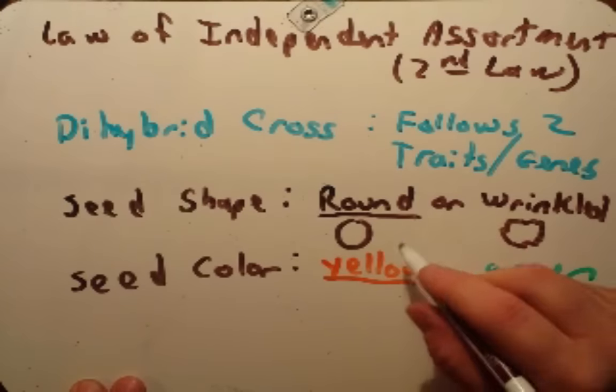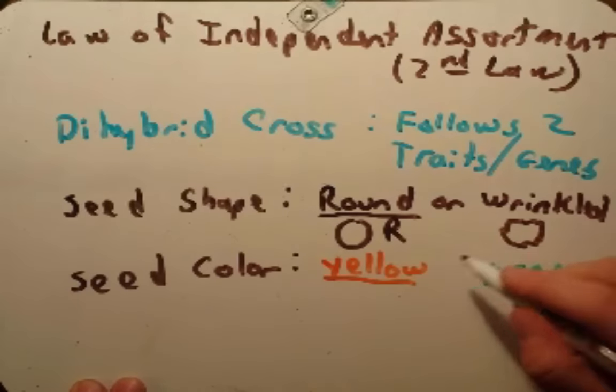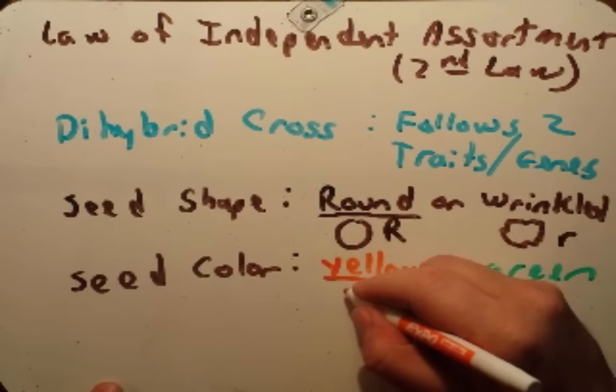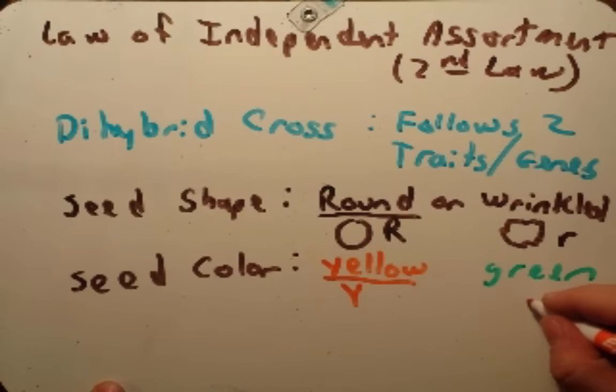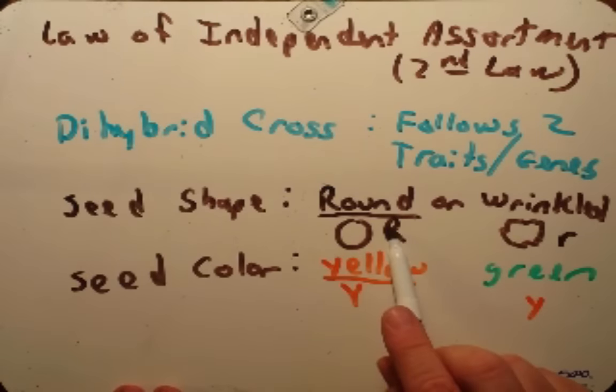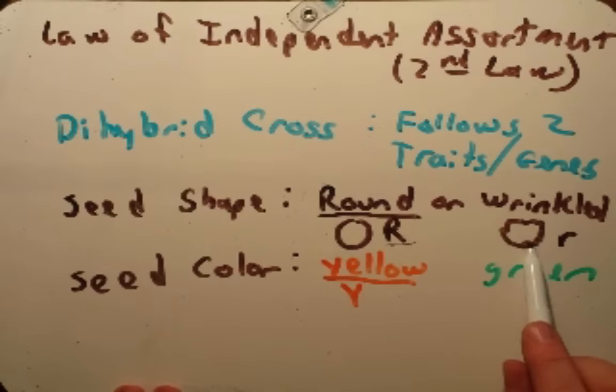The genes for round will be, or I should say the allele is big R, and for wrinkled it will be little r. For yellow it will be big Y. For green it will be little y. What we typically do when we assign gene letters like this is whatever the dominant phenotype is, that's what we follow. So we don't call this big R and this little W. It's always going to be the same letter, lowercase and uppercase for the wild type.